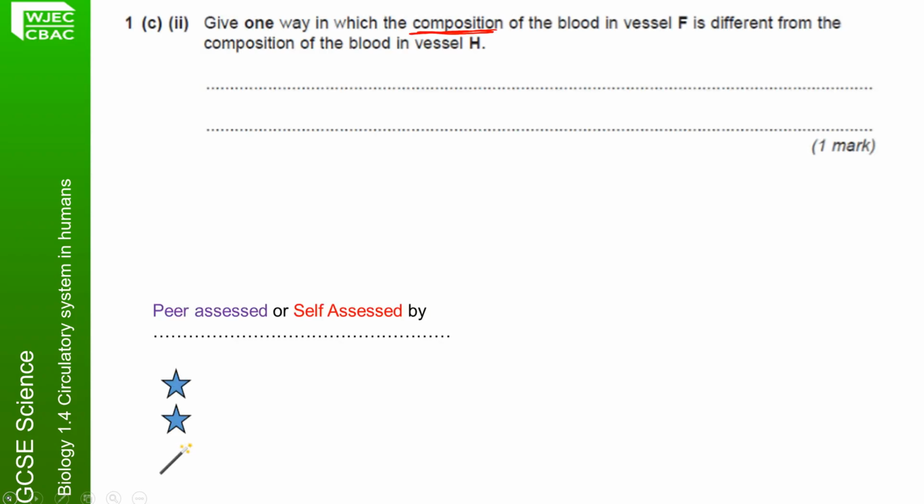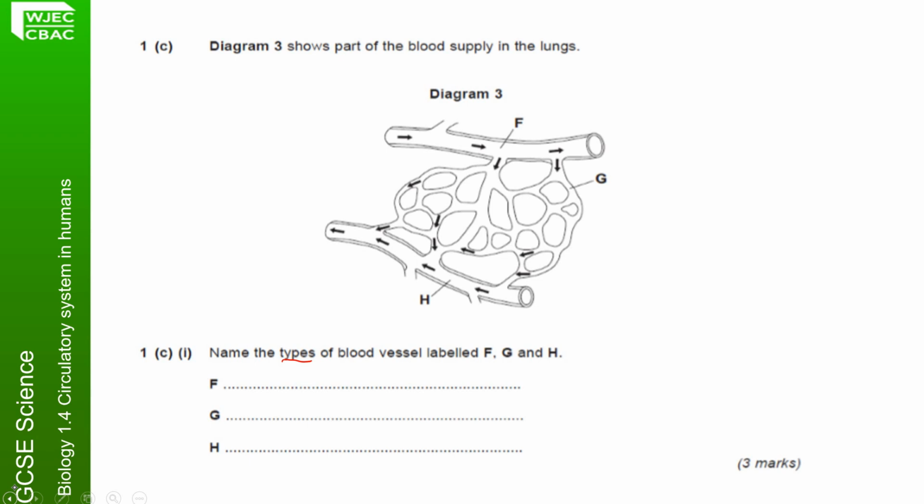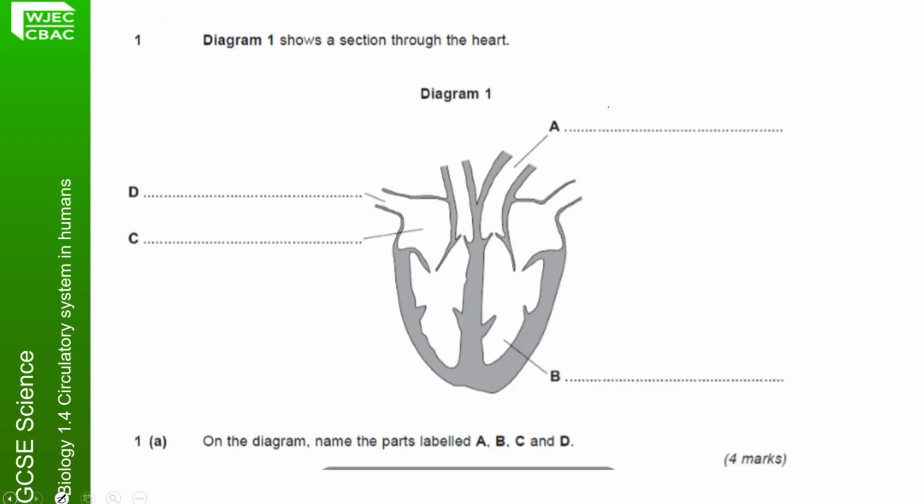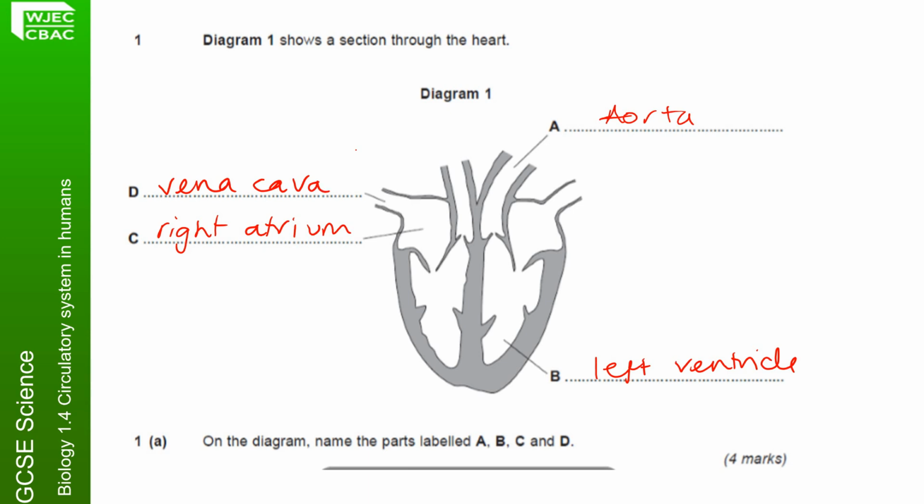So let's go back to the questions, and I'm going to go over these with you. So, A, first of all, is the aorta. B is the left ventricle, and you do need the left on there. C is the right atrium, and D is the vena cava. They don't require you to have superior or inferior, so there should be 4 marks for that section.